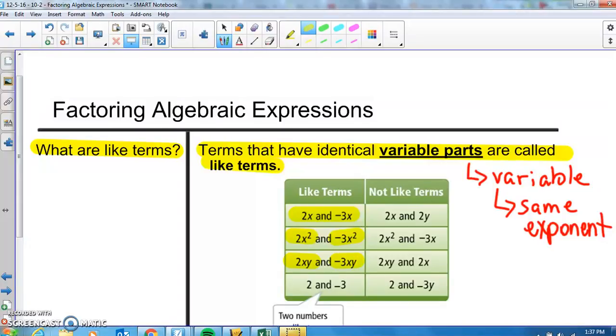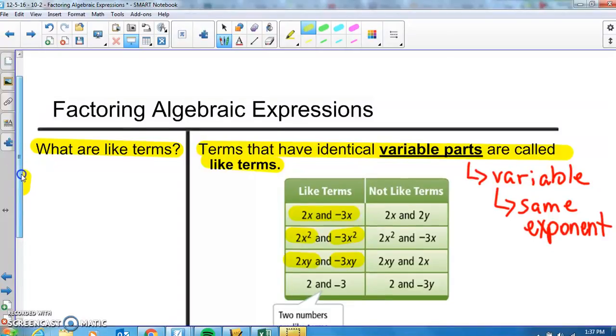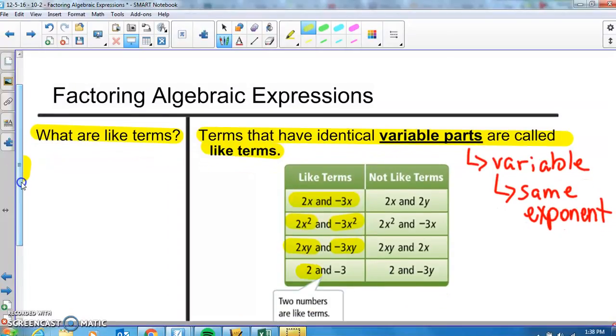And then a lot of students get this part wrong, they don't think about just regular numbers. Regular numbers such as 2 and negative 3, they're just whole numbers. They are like terms because any number, doesn't matter if it's a whole number, a fraction, or a decimal, is a like term with another number as long as it does not have a variable.